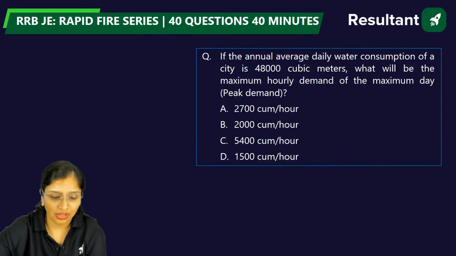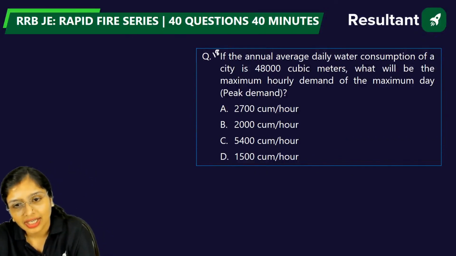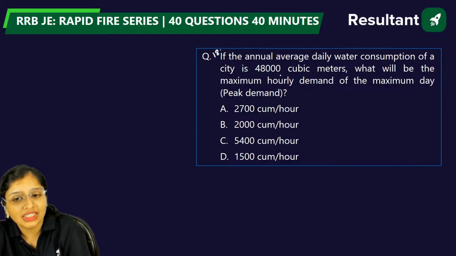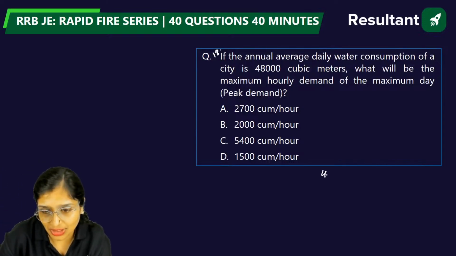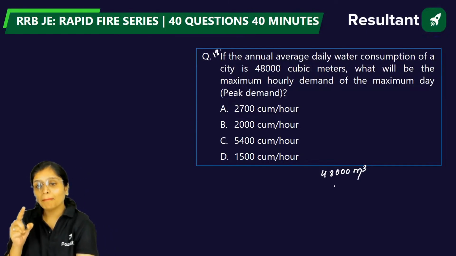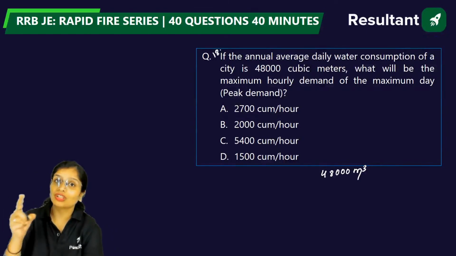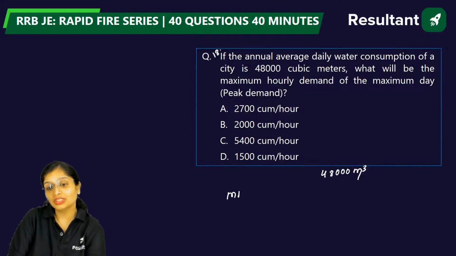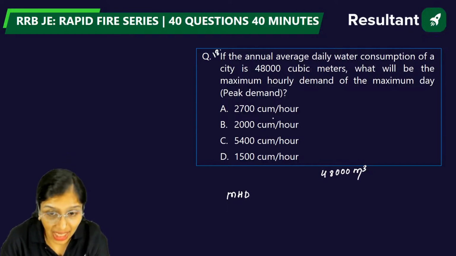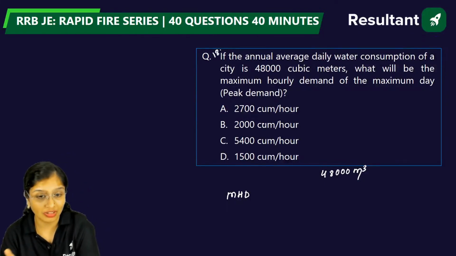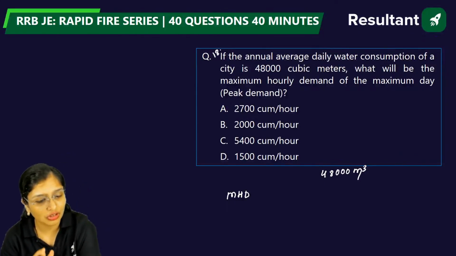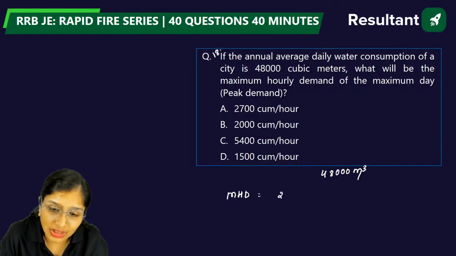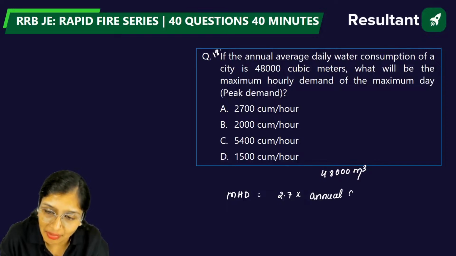Okay. Question number 18. If the annual average daily water consumption is given to you as 48,000 cubic meter, what will be the maximum hourly demand of the maximum day? Remember, this is not asking you in liters per day and all, because you will make a mistake. It is asking you in cubic meter per hour. There are maximum chances, guys, that you will make a mistake. You know, it is 2.7 times the annual average hourly demand.